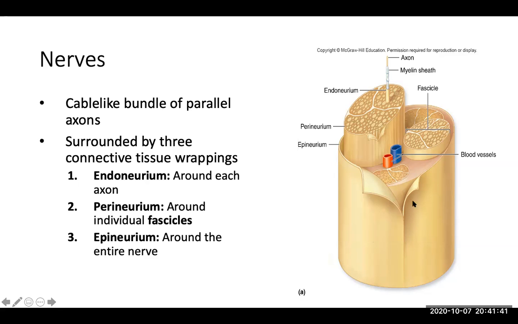So here's a look at the entire nerve. Again, a nerve is just a cable-like bundle of parallel axons. The nerve is made up of fascicles, which are surrounded by the perineurium, and fascicles are made up of axons, which are surrounded by the endoneurium.